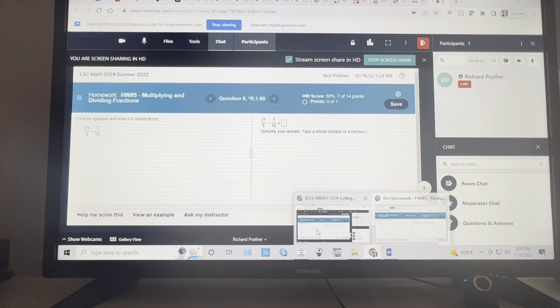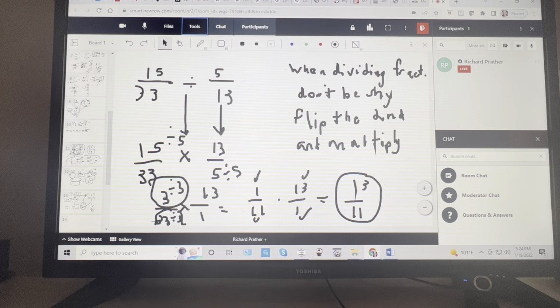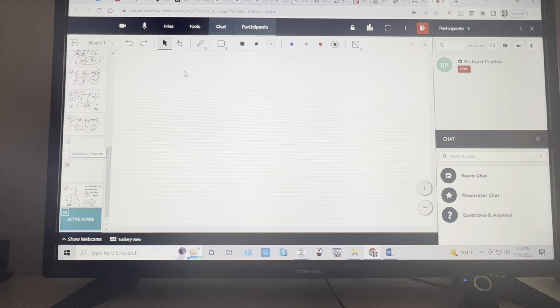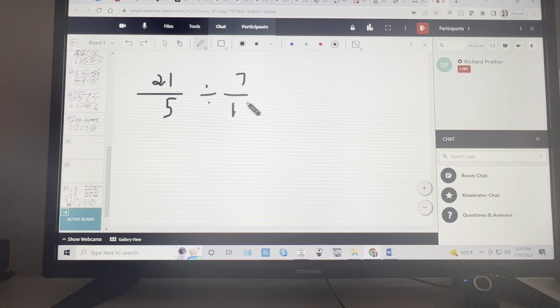Same deal here. 21 over 5 divided by 7 over 15. When dividing fractions, don't be shy. Flip the second and multiply. I even get students in pre-calculus and calculus, I teach that too, and it may seem like junior high style, but they like it because it helps them when they get their complicated problems.